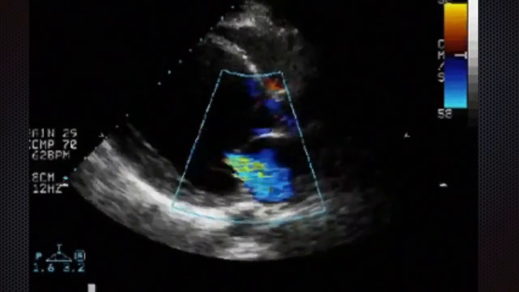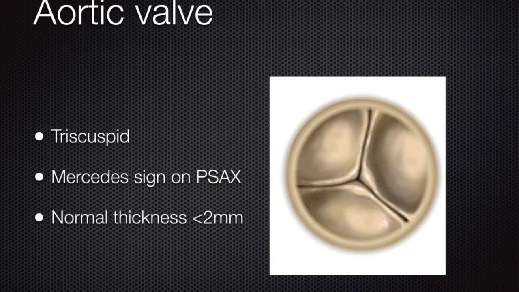So we need to understand a little bit more about valves. I'm going to talk about the aortic and mitral valves in a bit more detail. We've already looked at pictures of the aortic valve, and certainly it should have 3 cusps. Only abnormally will it have 2 cusps, a bicuspid valve, but normally it's got 3 cusps, and it looks like the Mercedes sign on the parasternal short axis view at the aortic valve level. As we said previously, the normal thickness of the leaflet should be less than 2 millimeters. Sometimes in very young normal people, it can be quite difficult to see because it's not particularly reflective and not particularly big, thick cusps.